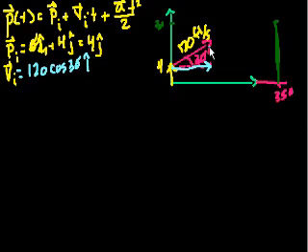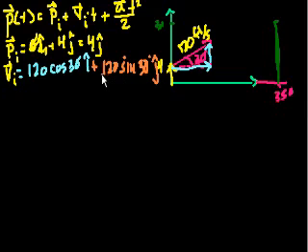And then what's the y component? Well, that's just 120 sine of 30 degrees. Plus, let me do it in a different color, just for variety, plus 120 sine of 30 degrees j. Right? That's its component in the y direction. And so we can rewrite the initial velocity.